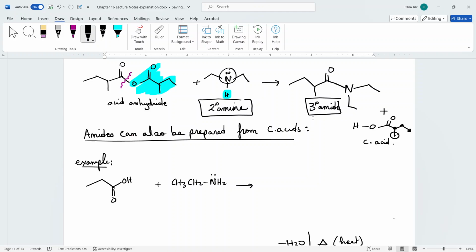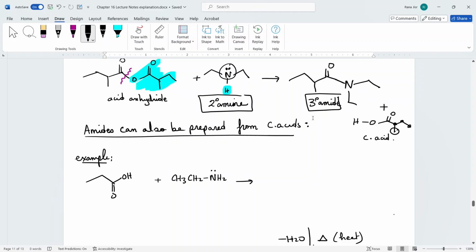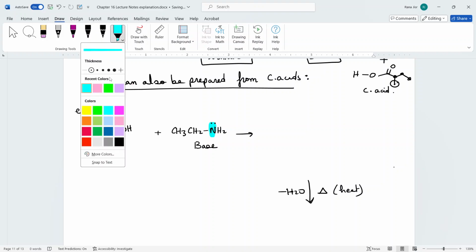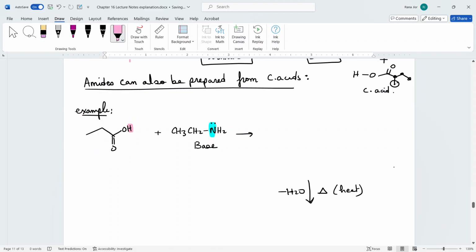Another way to prepare amides is simply to react an amine with an acid. And this is a simple acid-base reaction in this case. So the amine is going to behave as a base, and it's going to behave as a base from the nitrogen. We know that bases take acidic hydrogens. This is what we talked about. So here the amine is going to be a base, and the carboxylic acid is going to behave as an acid from this hydrogen over here. So that is going to be the carboxylic acid. To name this is propanoic acid.